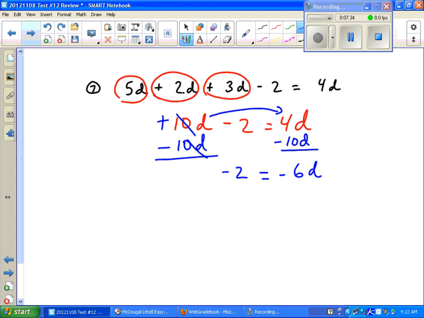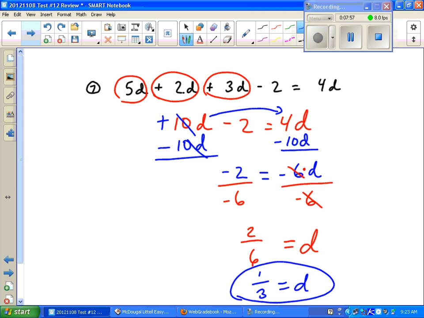Again, we're trying to get d by itself. That says negative 6 times d. Undo that by dividing by negative 6. You divide the right by negative 6. You need to divide the left by negative 6. These will cancel and leave you with just d. A negative divided by negative is a positive 2 over 6. And the number 2 goes into both of those. It goes into the top number once, and it goes into the bottom number 3 times. So your simplified version is 1/3.